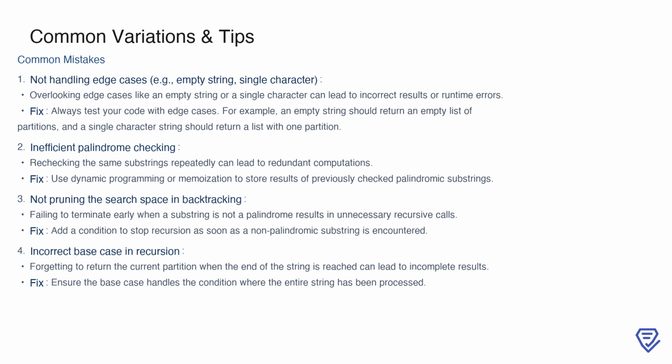Another common mistake is inefficient palindrome checking. If you're repeatedly rechecking the same substrings, you're wasting valuable computation time. A good fix here is to use dynamic programming or memoization to store the results of palindrome checks, so you don't have to recompute them. Additionally, in backtracking, failing to prune the search space can lead to unnecessary recursive calls. You should terminate the recursion as soon as you encounter a non-palindromic substring. Lastly, an incorrect base case in the recursion can cause incomplete results. Always ensure that when you've processed the entire string, you return the current partition as part of the solution. These fixes can help you write cleaner and more efficient code.